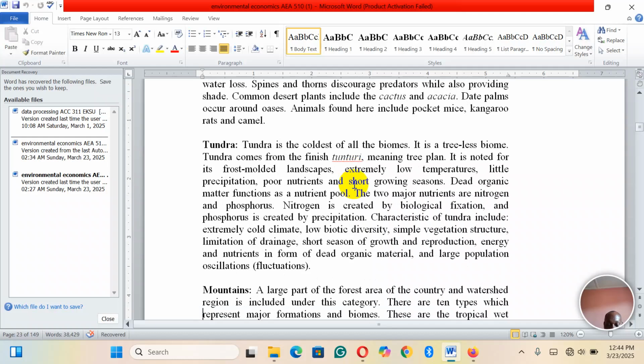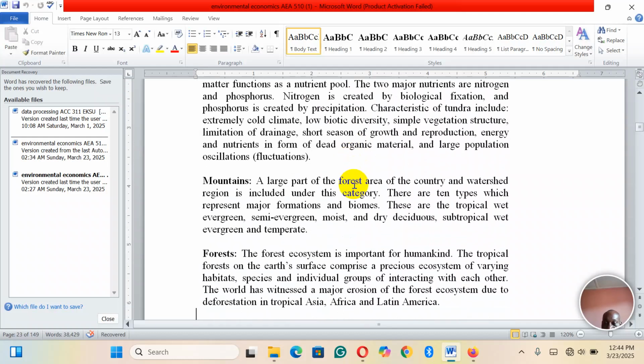We are looking at the mountain, a large part of the forest area of the country, and the watershed region is included under the category. There are 10 types which represent major formations and biomes. These are the tropical wet evergreen, semi-evergreen, moist and dry deciduous, subtropical wet evergreen, and temperate. And the forest ecosystem is important for humankind.